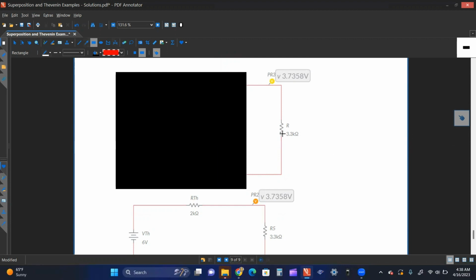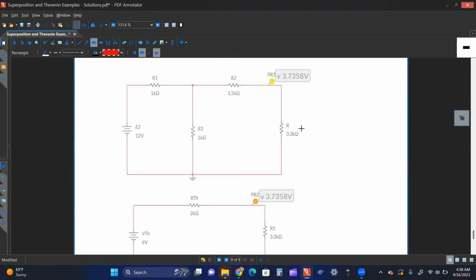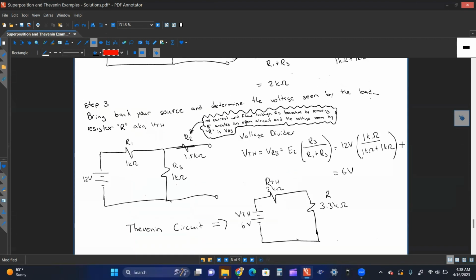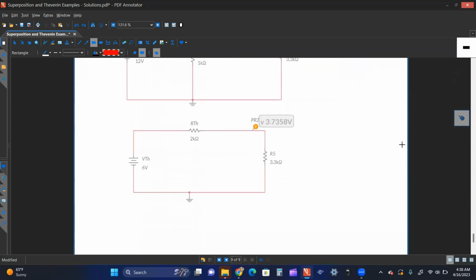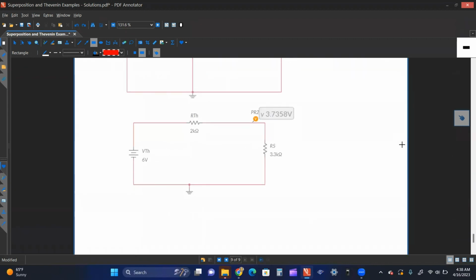And so that's it for this example. Hopefully this was beneficial to your understanding of this topic. If you still have any questions, feel free to reach out to me. But that's going to be it for this example. Thank you.